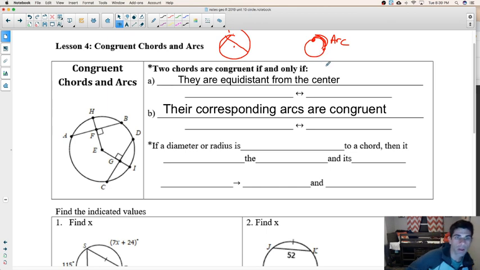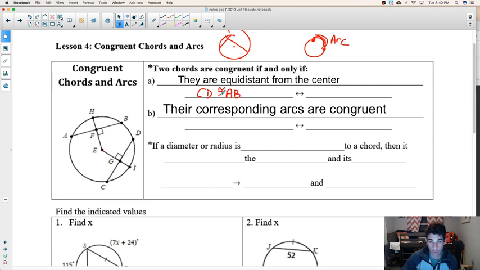So we're going to look at ways to have congruent chords and the way they make some congruent arcs as well. Two chords are congruent if and only if they are equidistant from the center. So if here's your center, this distance here, FE, would have to be congruent to this distance here, EG. That's what they're saying, they are equidistant from the center. If you knew that, then you can say that this chord here, AB, and this chord here, CD, are congruent. So CD would be congruent to AB.